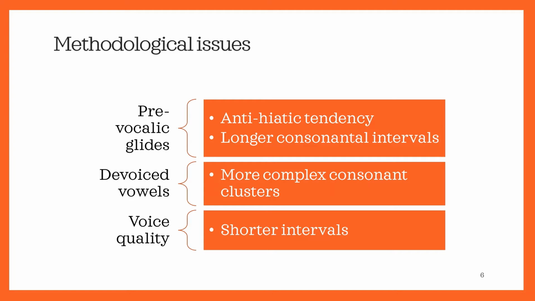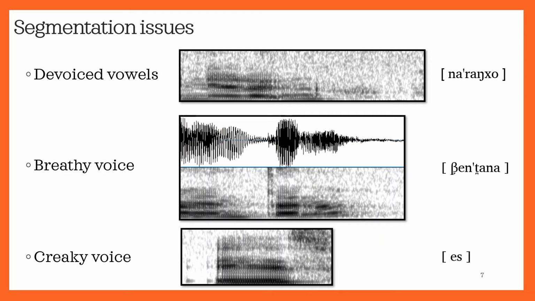Finally, excluding extreme realizations of creaks and breathy voice may result in the creation of shorter intervals than what is actually produced by speakers. We will just quickly show you some examples of these realizations. If you notice in the first example, there is evidence of a devoiced vowel, so this issue cannot be ignored for this variety.